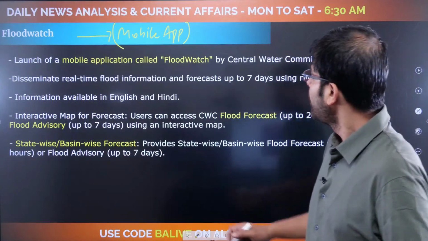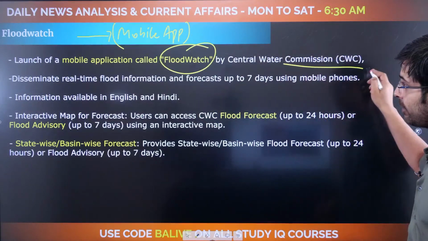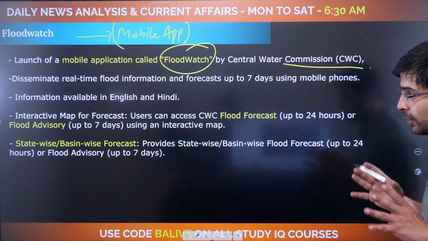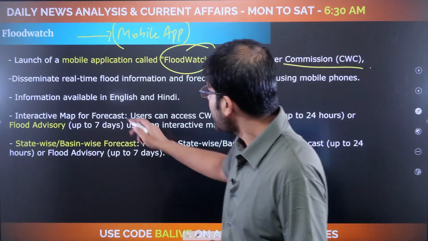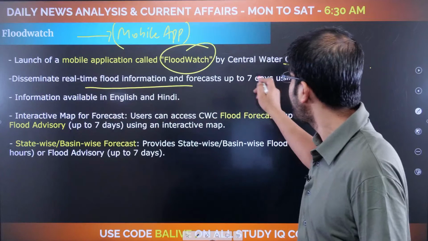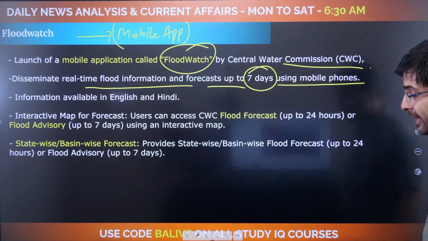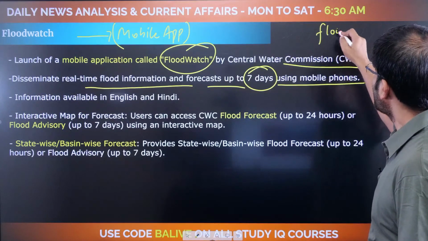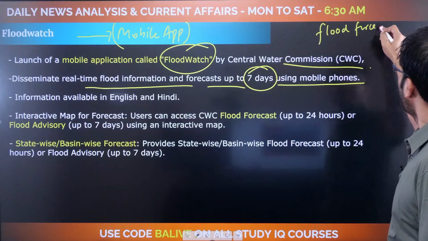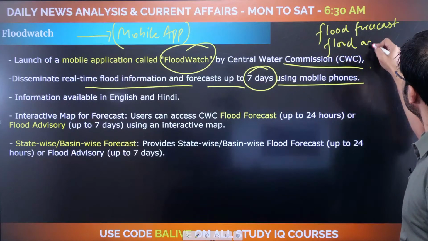Number one, firstly, your takeaway, the Flood Watch is a mobile application by the CWC. Now, what is it looking to do as an individual? If you are an individual, what you're looking at is real-time flood information and forecasts up to 7 days using mobile phones. Here, there are two things that you need to understand. Number one is flood forecast, and number two is flood advisory.